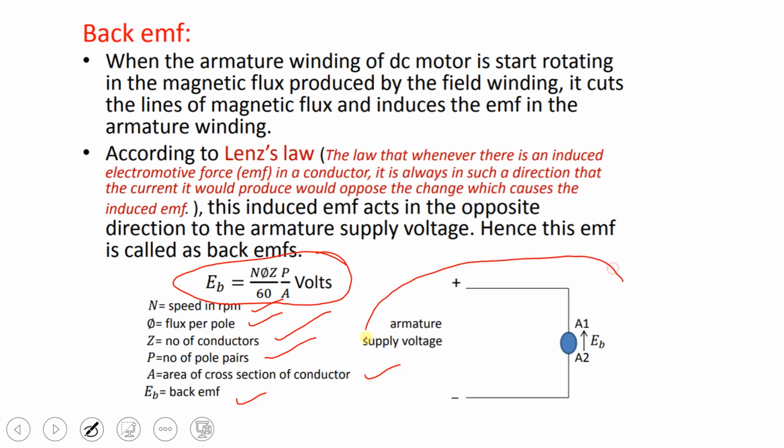So this diagram shows the armature supply voltage, this is A to B, and this is the back EMF. So back EMF is required. Back EMF in a DC motor regulates the flow of armature current, that is, it automatically changes the armature current to meet the load requirements. So this is why we need the back EMF in the DC motor.